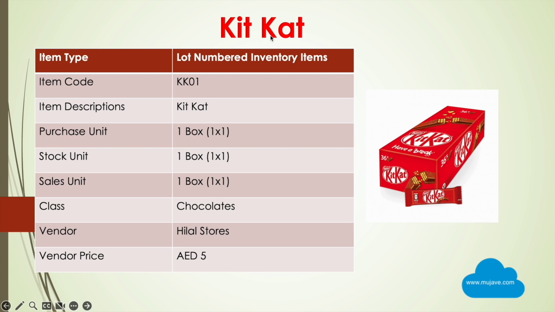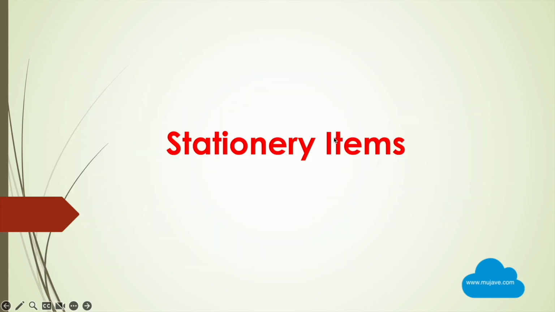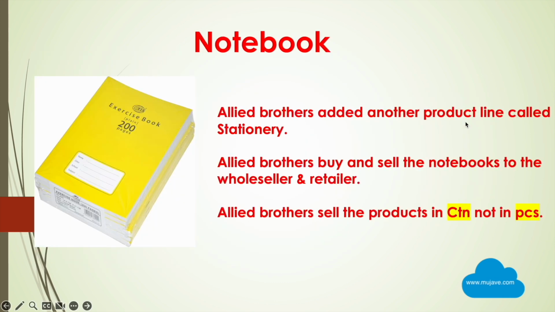And then you can see the item type, its code, description, purchase unit, stock unit, sales unit, class, vendor name, and its price. And stationery items. Here Allied Brothers added another product line called stationery. Allied Brothers buy notebooks and sell the notebooks to the wholesaler and retailer. Here Allied Brothers sell the products in cartons and not in pieces.